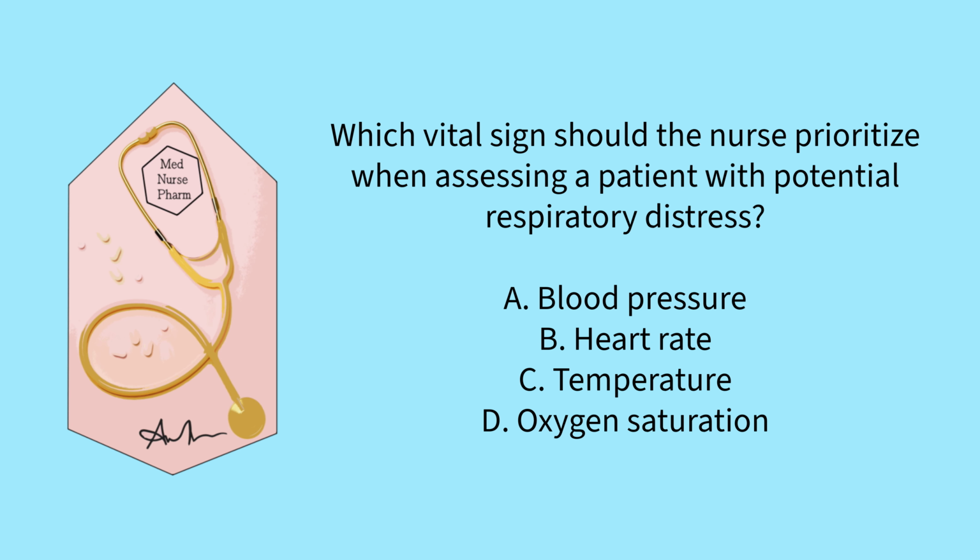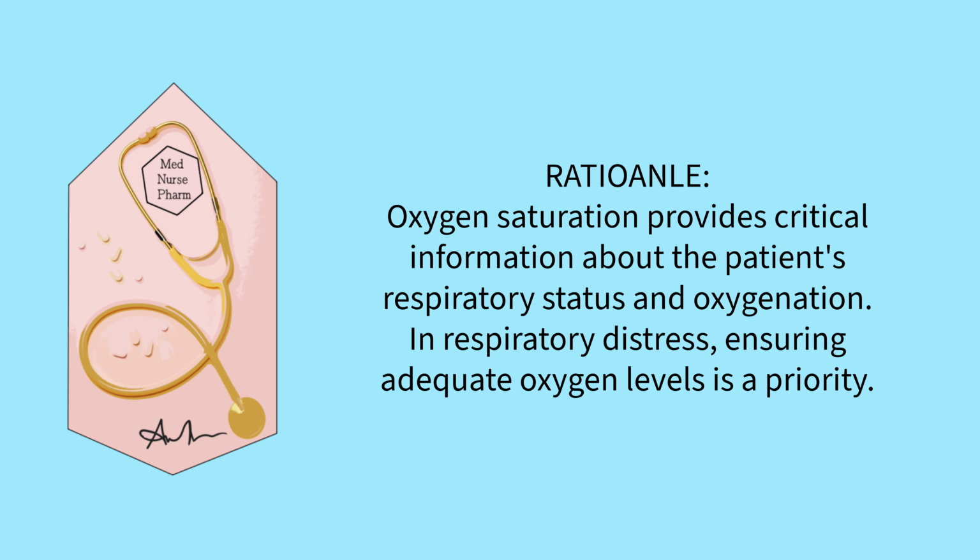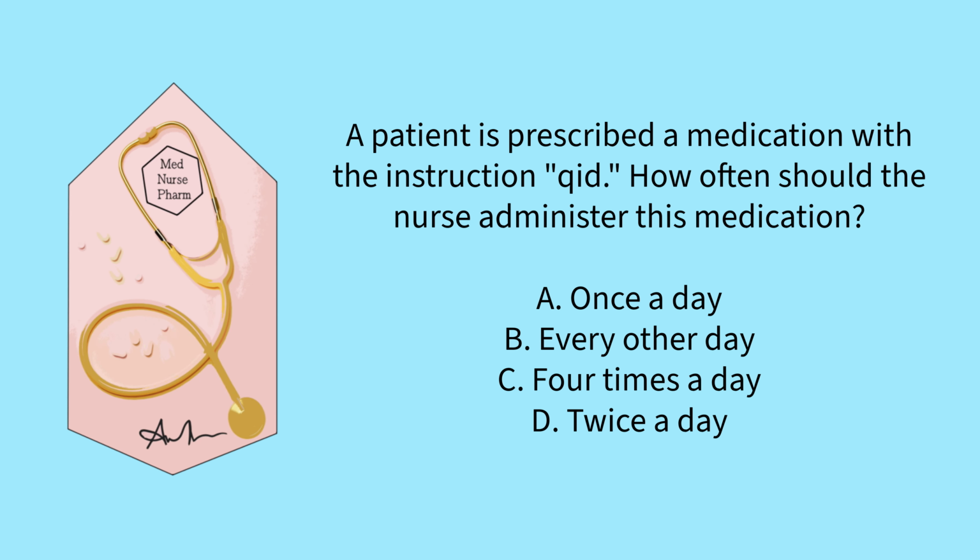Which vital signs should a nurse prioritize when assessing a patient with potential respiratory distress? Blood pressure, heart rate, temperature, or oxygen saturation? Oxygen saturation provides critical information about the patient's respiratory status and oxygenation. In respiratory distress, ensuring adequate oxygen level is the priority.